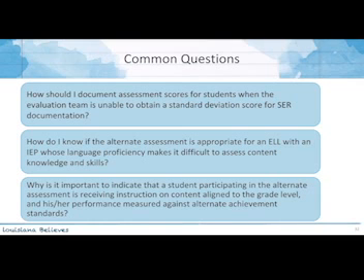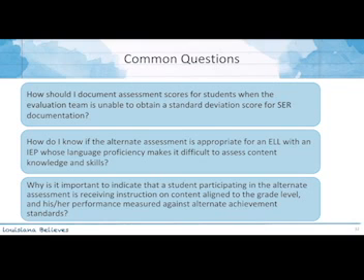The first question we see here is, how should I document assessment scores for students when the evaluation team is unable to obtain a standard deviation score? Evaluation teams can report standard deviations from the mean scores as a range. IEP teams are able to use the lowest end of the range reported in the report as the score entered in SIR and used to make decisions regarding eligibility for the alternate assessment.